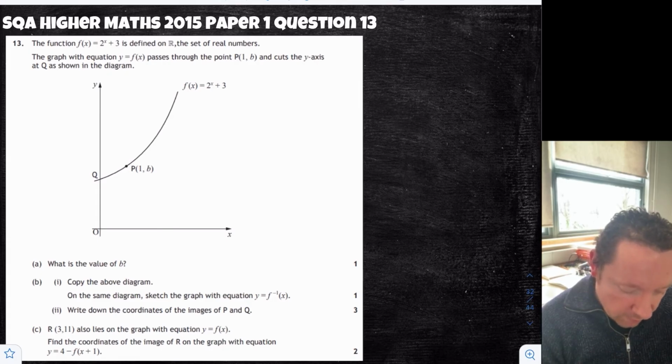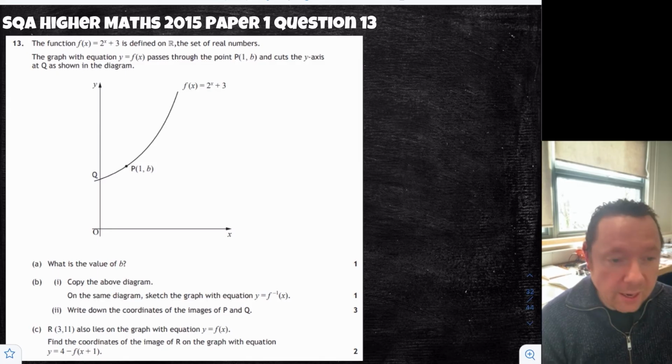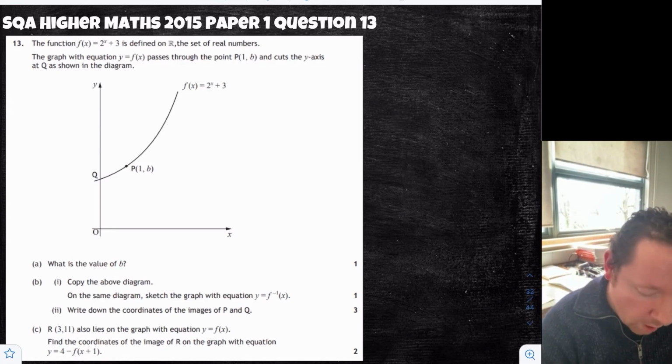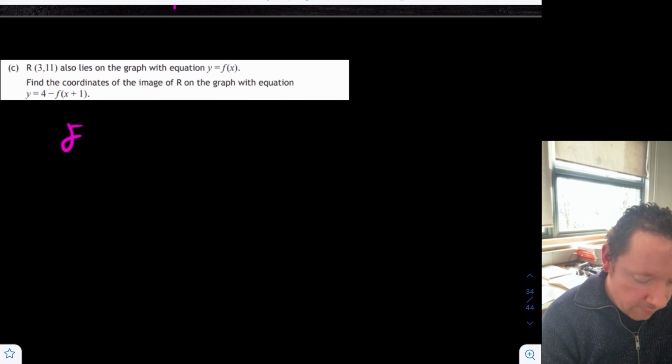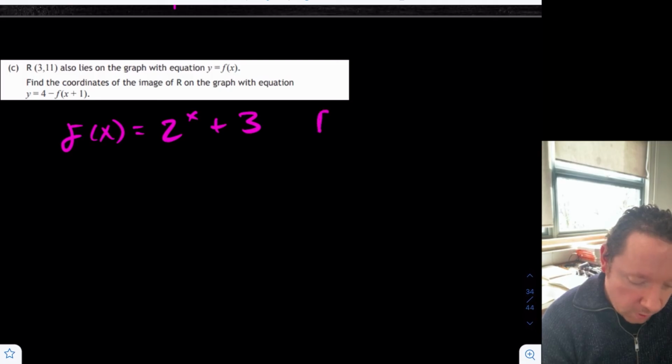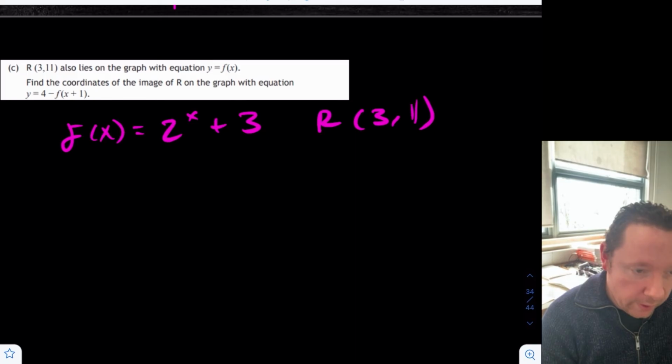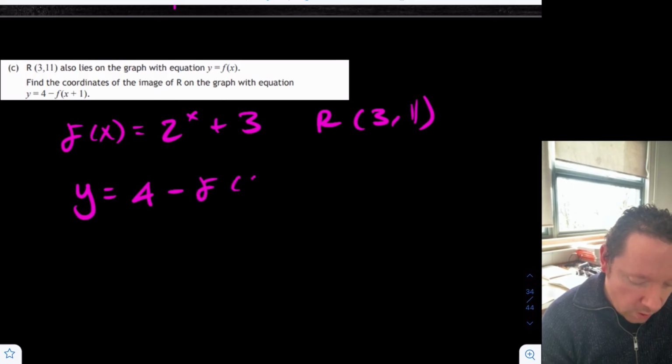Part C says, R(3, 11) lies on the graph of equation y equals f of x. Find the coordinates of the image of R on the graph of equation y equals 4 minus f of x plus 1. So writing down f of x again, f of x, remember, was 2 to the power of x plus 3. And we know that R lies on this, which is 3, 11. So our new equation is y equals 4 minus f of x plus 1.